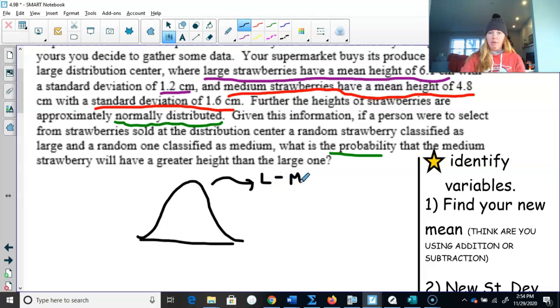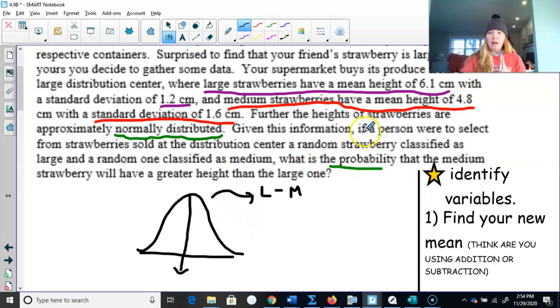Could I have done it the other way around? I sure could have. Now, some of you are going to want to just put a large curve and a medium curve, and we never do that, okay? So this problem definitely takes some practice, okay? So large minus medium. The next thing we want to find is, well, what would be the mean of this distribution?